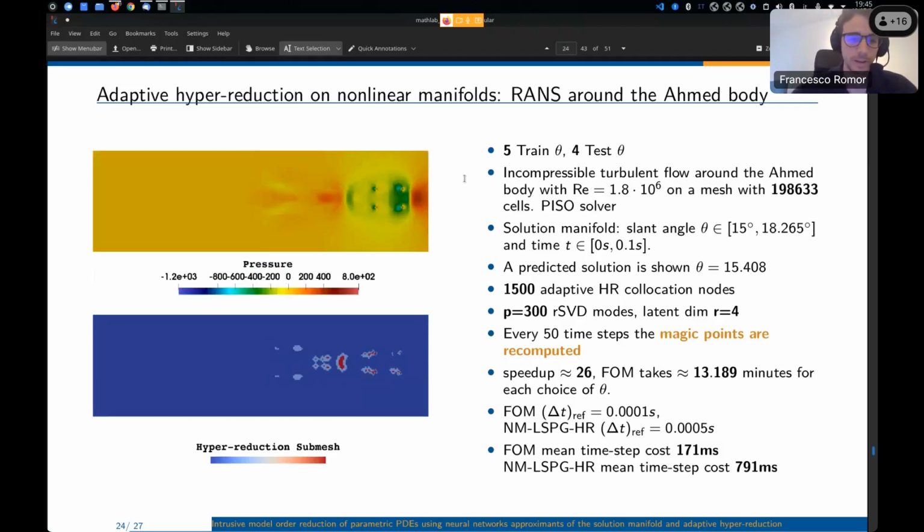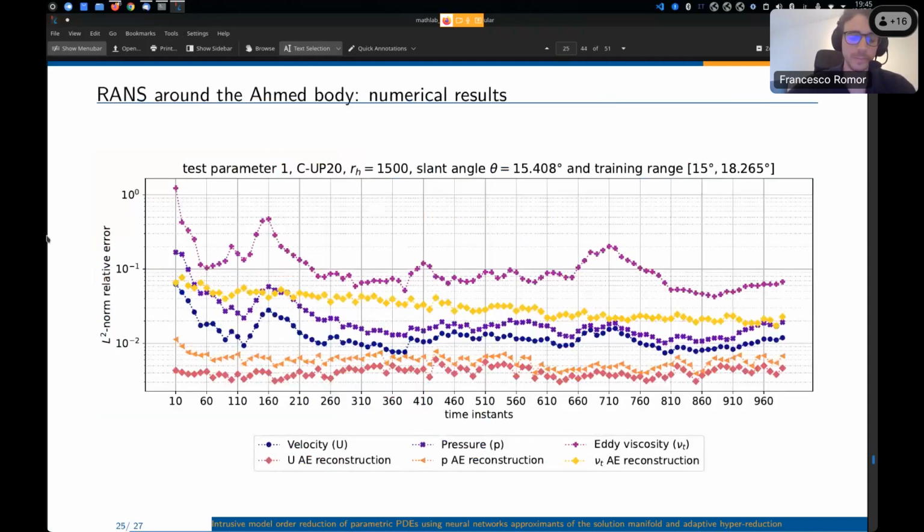And this is also for the pressure. For some more quantitative estimates, you can see that the pressure and velocity are quite well approximated for this test case. Instead, for the eddy viscosity, you have much worse approximations, also because it's more difficult to linearly approximate it in this case. But of course, I want to remind you that this is a monolithic SVD.